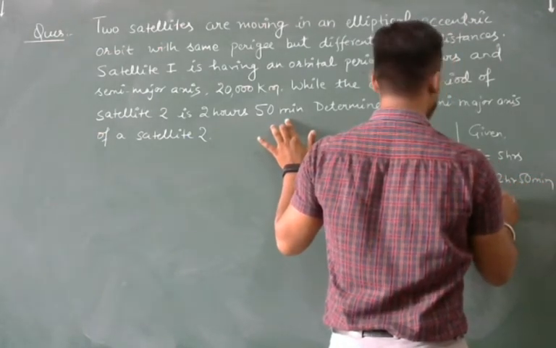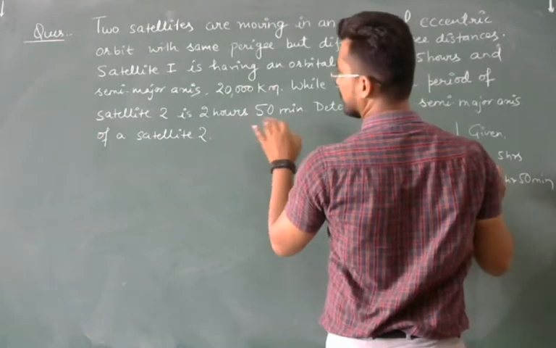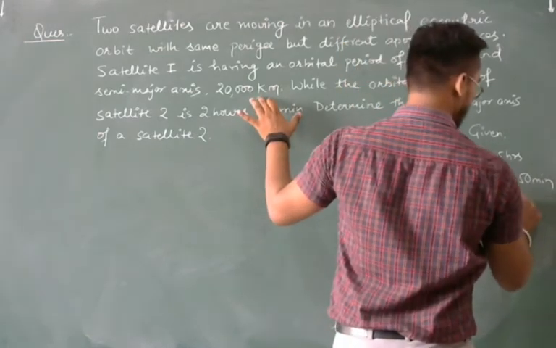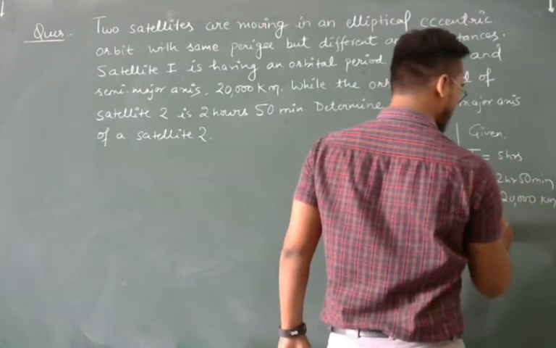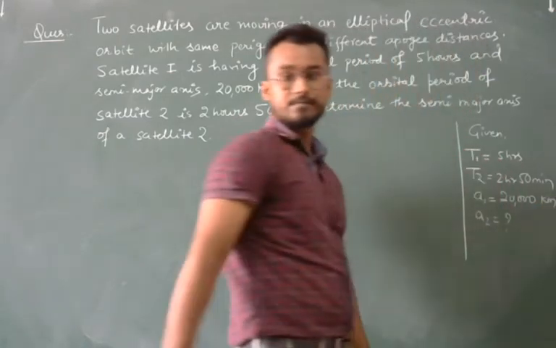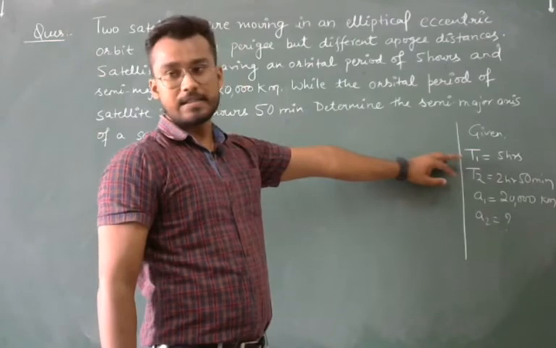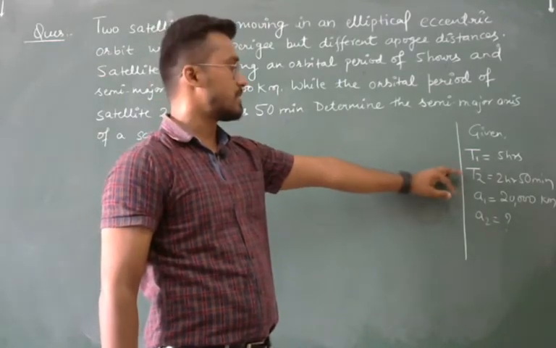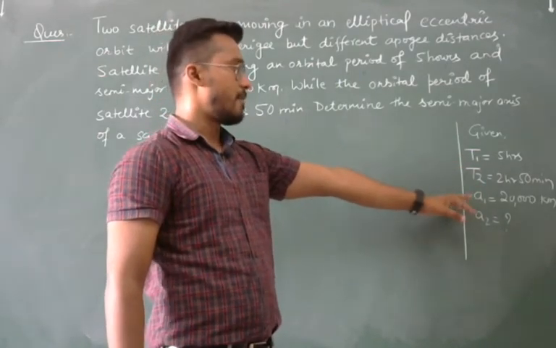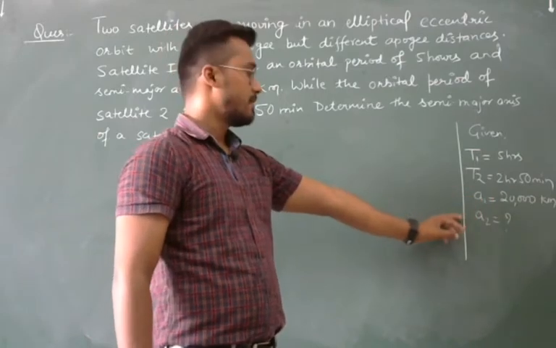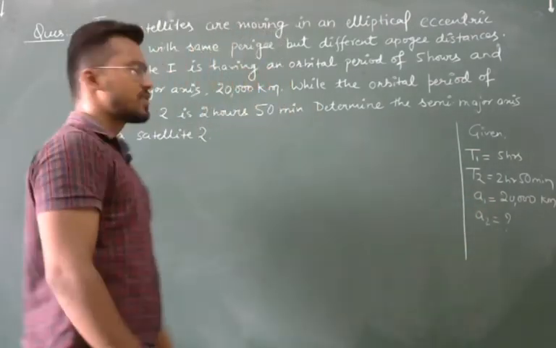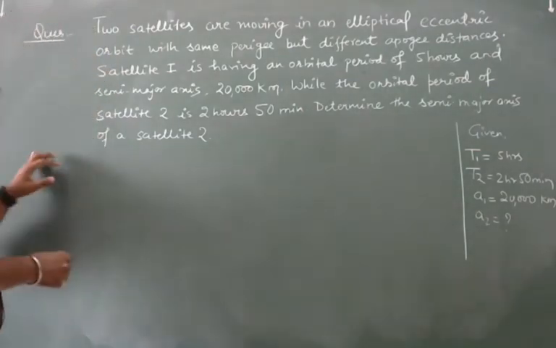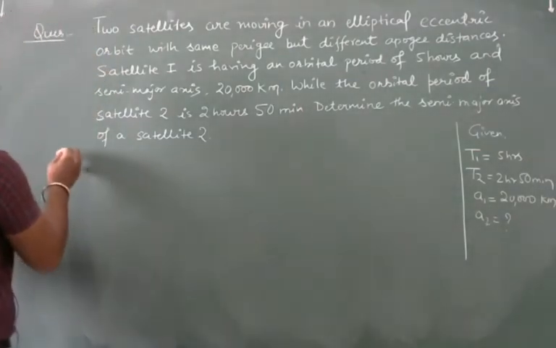A1 is given as 20,000 kilometer, and what we have to find out? A2. T1 is given as 5 hours, T2 is given as 2 hours 50 minutes, A1 to be 20,000 and A2 that we have to find. So we have to write down the solution of it.